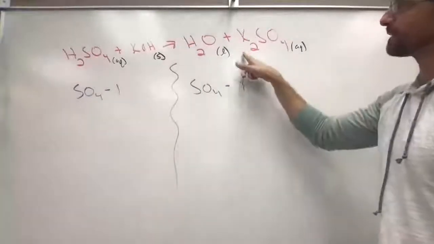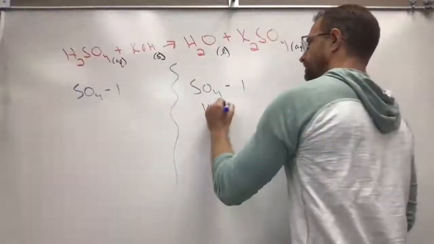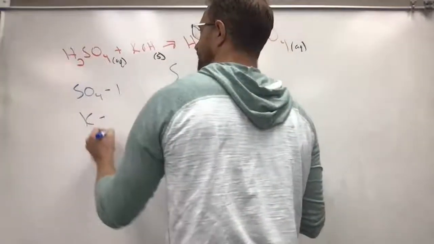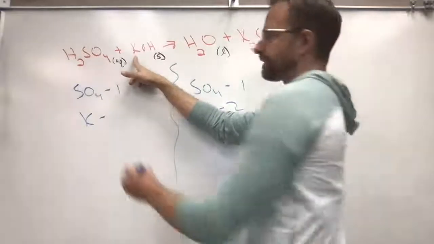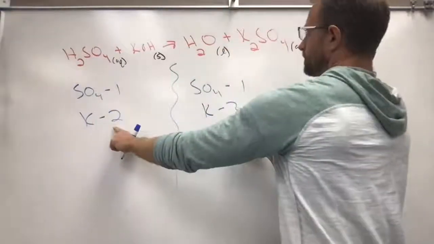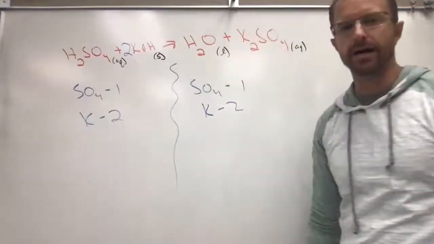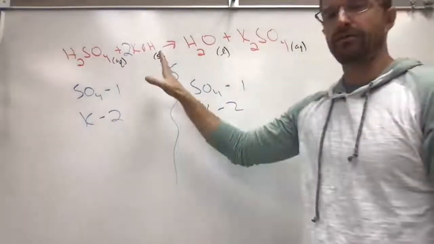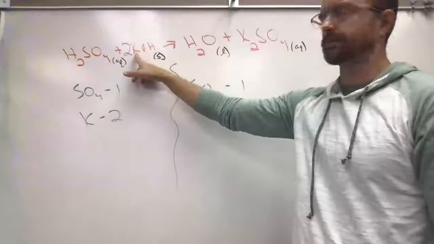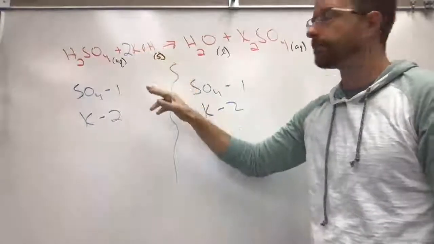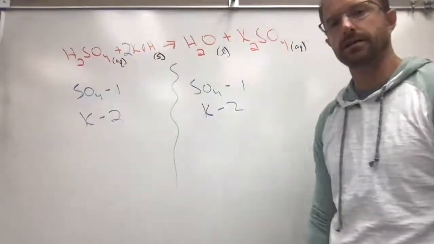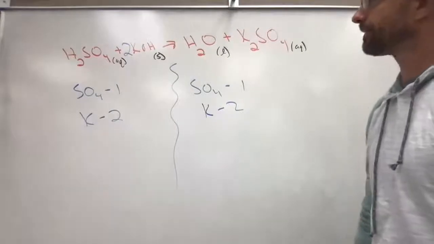Then I'm going to go to potassium next. There are 2 potassiums over here and only 1 potassium over here. So I'm going to fix that right away. There's 1 here right now, but I want there to be 2, so that we match over here. So I'm going to put a 2 out in front. I can't put a 2 in the subscript spot because that would change my formula. Hydroxide's -1, potassium's +1, so it needs to be a 1-to-1 ratio. But I can get 2 potassium hydroxides. I just need twice as much potassium hydroxide.